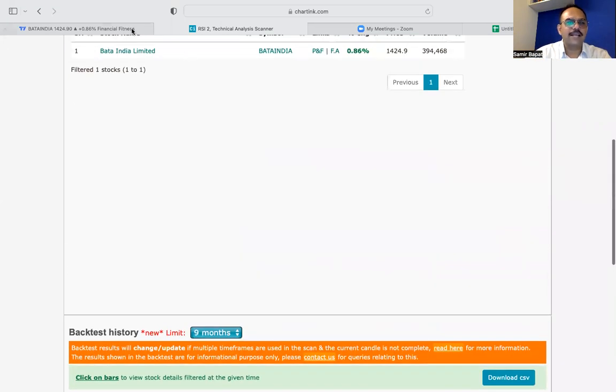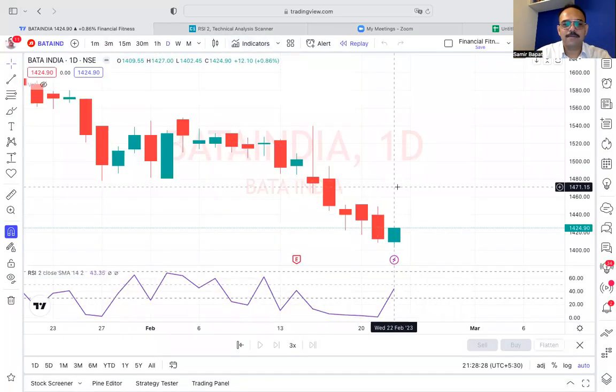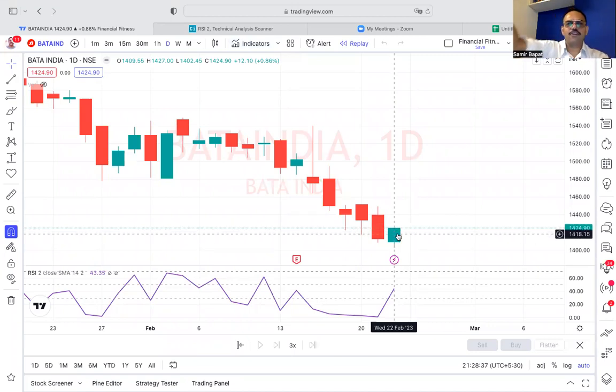You can check for Bata India. Let's say today is Bata India. This has happened. If you are interested, you can see what happens. Let's assume theoretically that we have taken the trade, and you can observe what happens in the next 4 to 5 days.